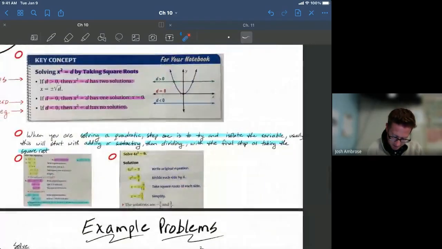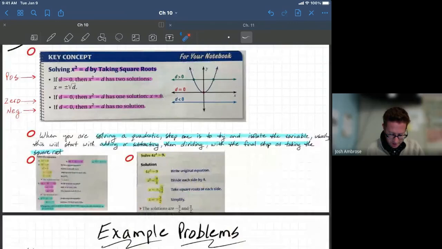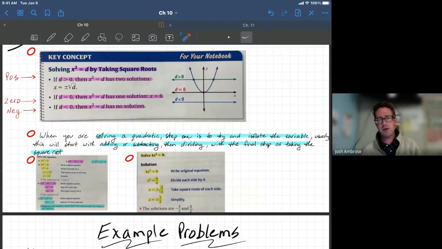Now we'll zoom back out, and I want to make sure that you guys write what I have highlighted in this next line here. So when you're solving a quadratic, usually your first step is you're trying to isolate that variable. And how do you do that in the first step? You tend to start by adding or subtracting, okay? Then if you still have another step left, that usually tends to be division. And then the final step right there is taking the square root.